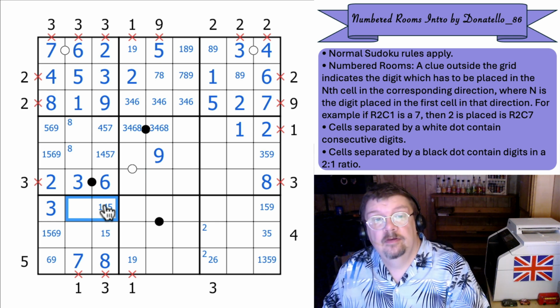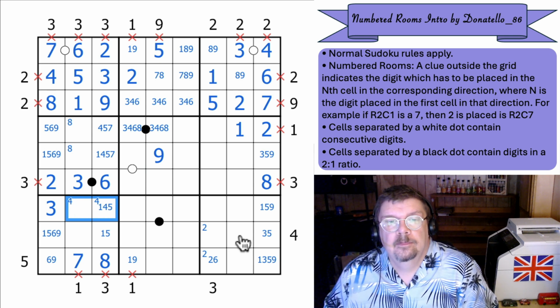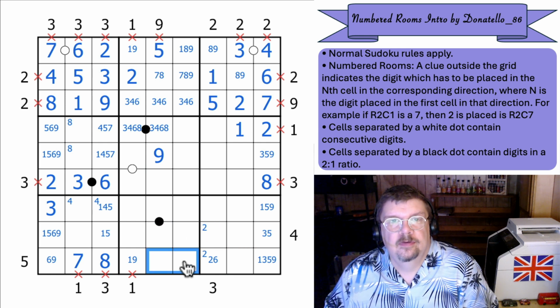Okay, that's interesting. One of those two must be a 4. Not quite as interesting as I was thinking. If that's a 4, then this must be a 4, because it's the only place it would then have in this box. And if this is the 4, then a 4 would be in one of those two.